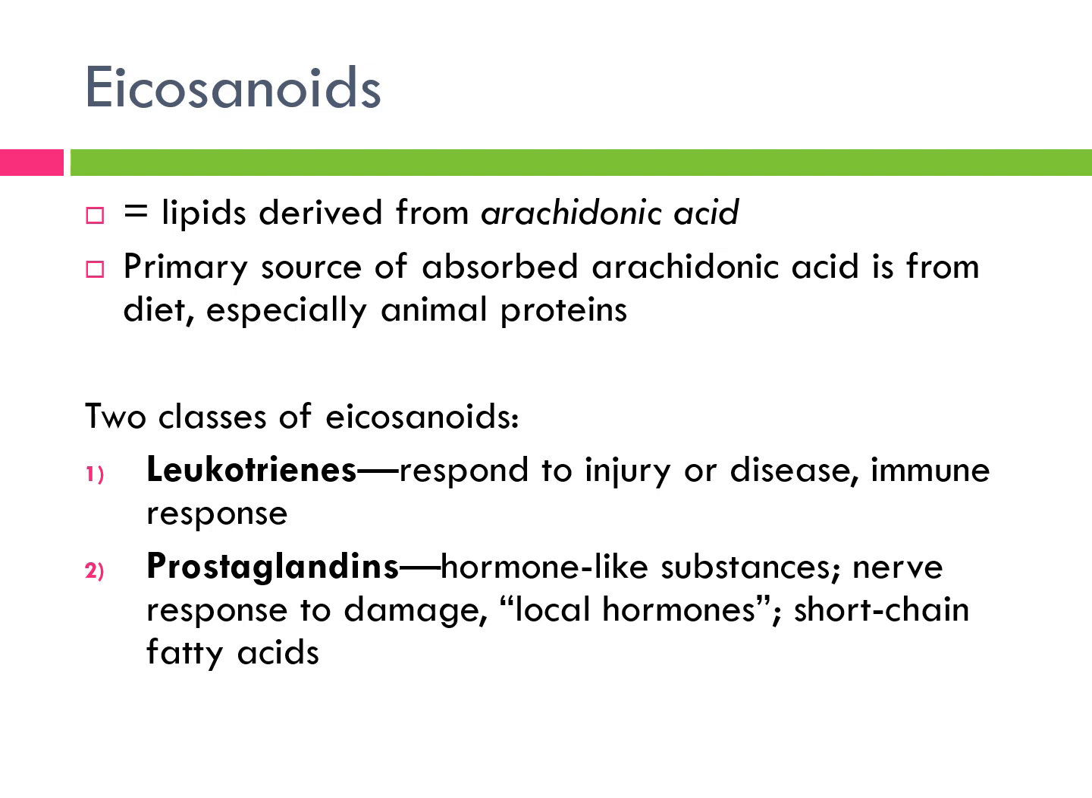Eicosanoids are lipids that are derived from arachidonic acid, and they're absorbed from the diet. Two classes of eicosanoids that are important in the body are leukotrienes, which respond to injury and disease and are part of the immune response, and prostaglandins, which are hormone-like substances.